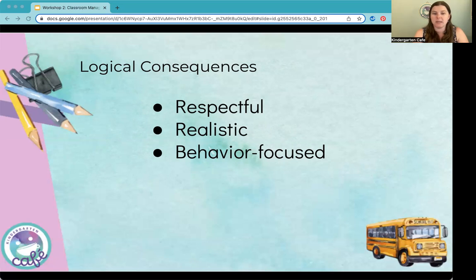So here's an example for if they're talking too much. A consequence could be, I'm going to have you leave the rug and go sit at your desk until you're ready to be quiet. Or take a minute in the control spot and calm down and come join us when you're ready. Or come join us in 1 minute. Or I'm going to have you work at the teacher table because your talking is really distracting to other kids right now. So teacher table, right? Those are some examples.